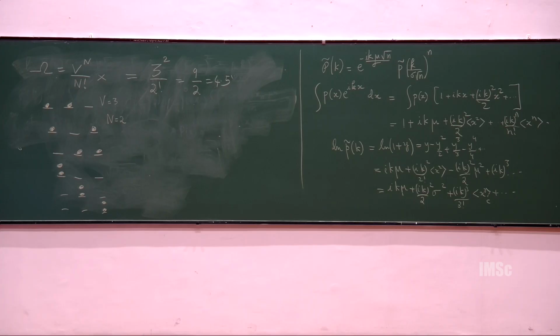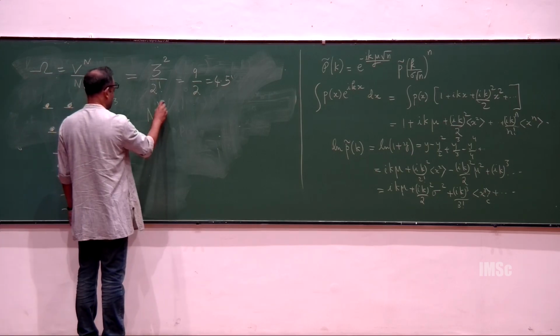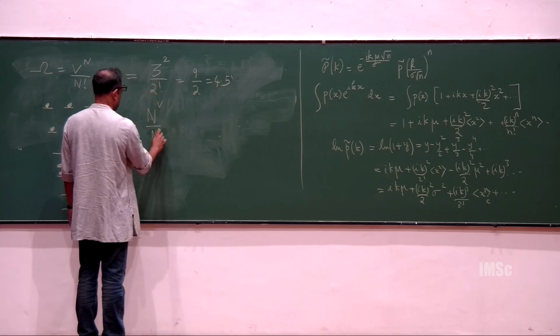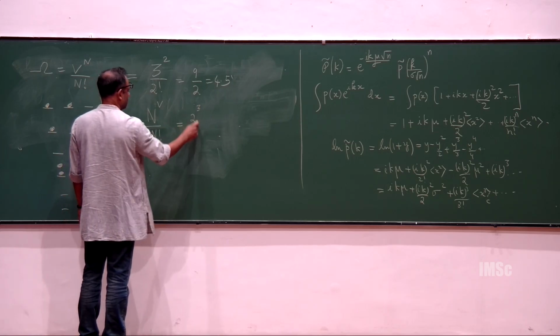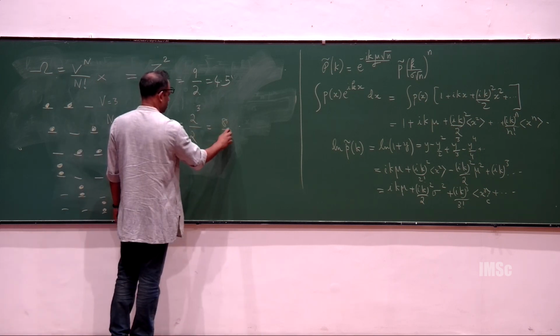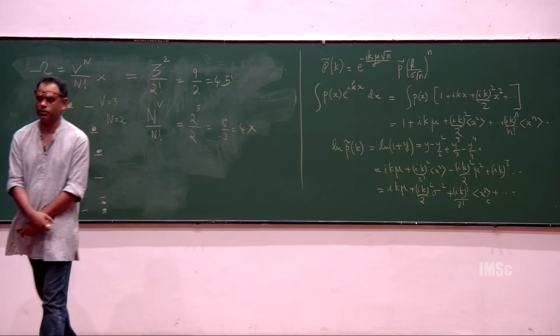Let us substitute v factorial, n factorial. This is equal to 2 to the power 3 by 2 factorial. 8 by 2 equals 4, out. Not correct.